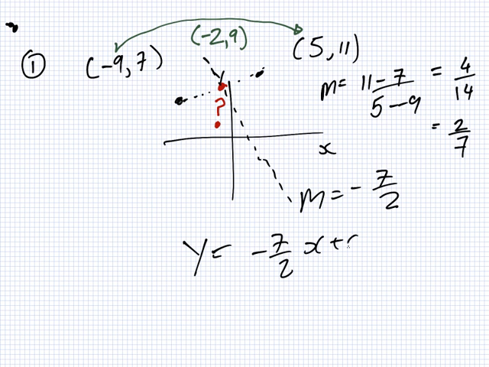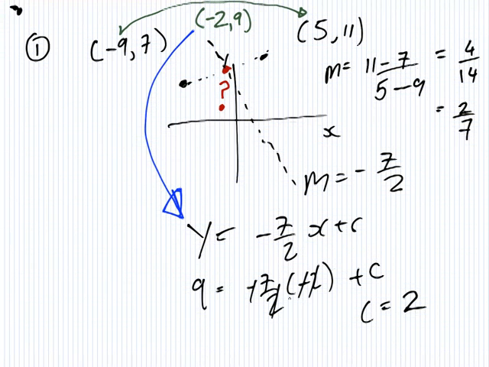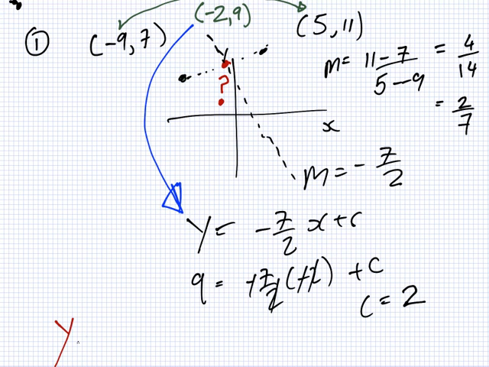Now, I have 3 points, but only one of them I can use for the c. Which one? Yeah, only this one. So 9 equals minus 7 over 2 by minus 2 plus c. So cancel, cancel, cancel, cancel. c must be 2. So I have my answer: y equals mx plus c, which is 2 here.